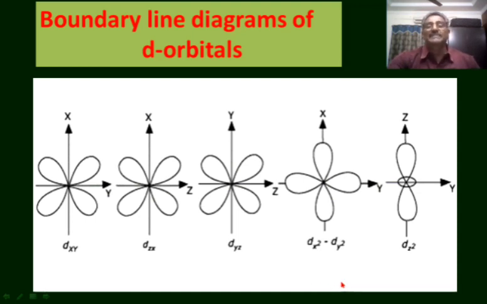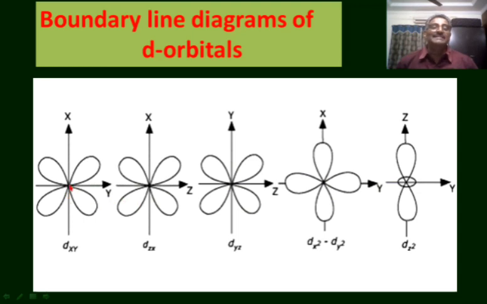These are the boundary line diagrams of d orbitals. Here the xy plane is taken and the lobes are written in between the axes. Here the xz plane is taken, so this represents the dxz orbital. The lobes are written in between the axes. Here also the yz plane is taken, one axis is y and the other axis is z.